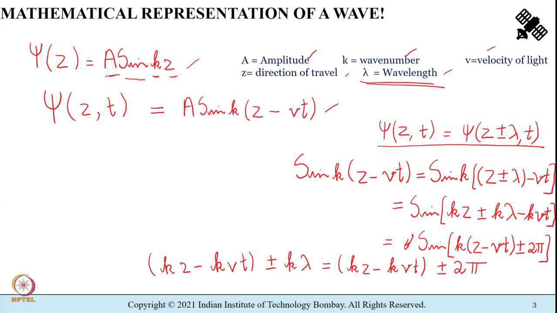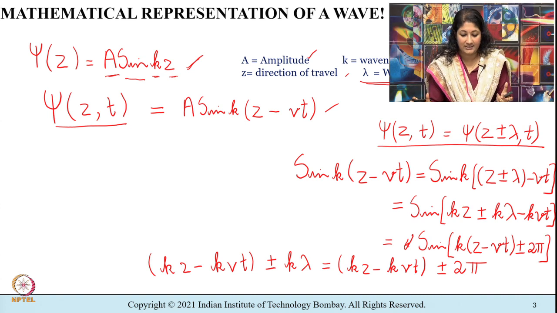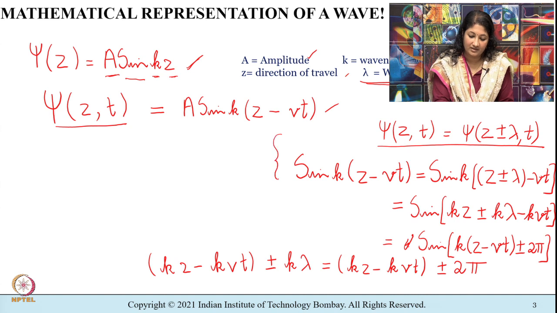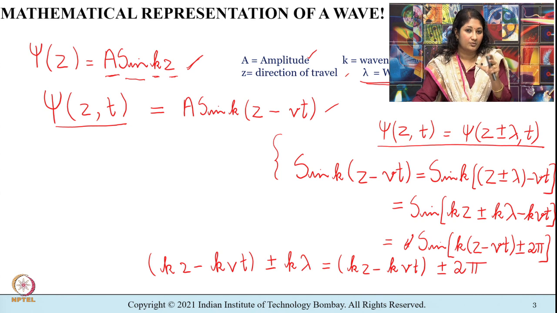Okay. So, where are we now? We tried to describe the profile of a simple wave using a sine curve, and then we added time as well, because psi is a function of z as well as t. And then we are trying to understand that for a harmonic wave, whatever we have tried is equivalent to changing the argument of the function by plus or minus 2 pi. So, we have tried to rewrite the expression in a similar manner.